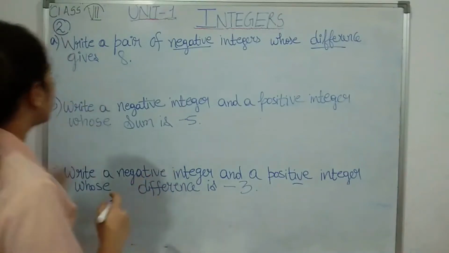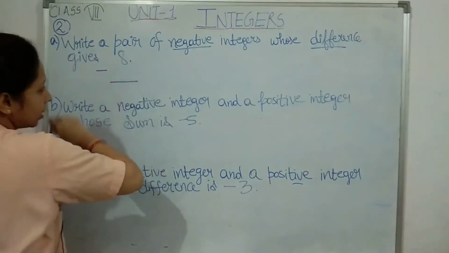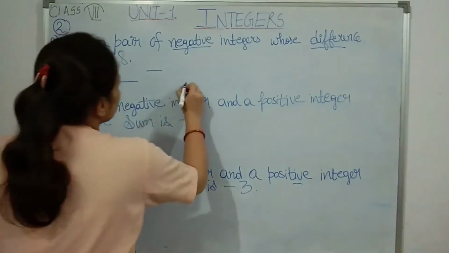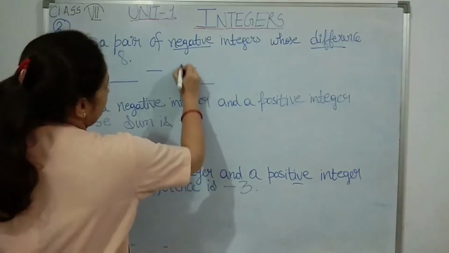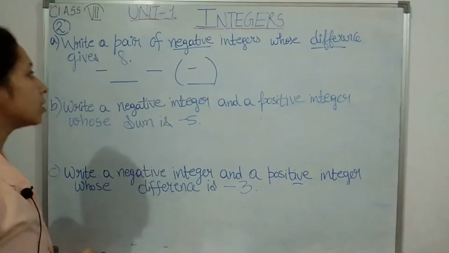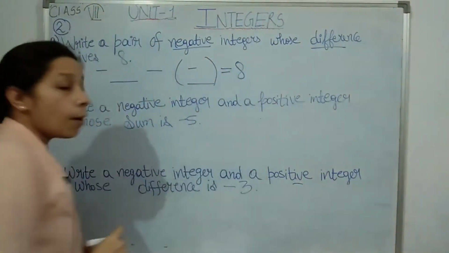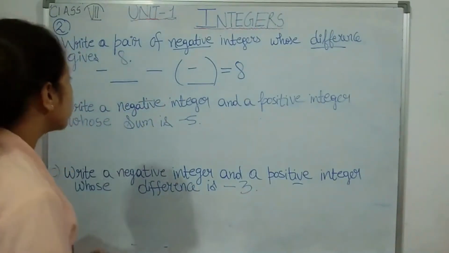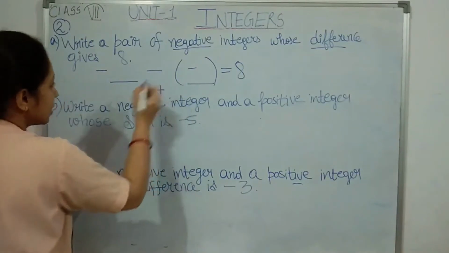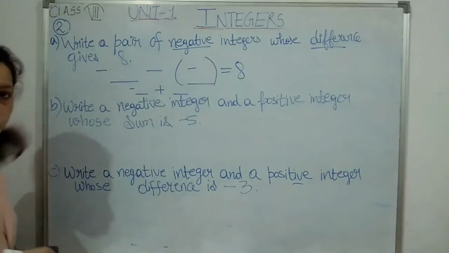No problem. What you are going to do is, first number will be a negative integer, okay. Then for difference we are going to put subtraction sign. Then again the next number will be a negative integer. That's why I'll keep that negative integer in a bracket. Okay students. Now after this your result is going to be 8, a positive 8. Okay students, look now. Minus minus, how much you will get? Plus.